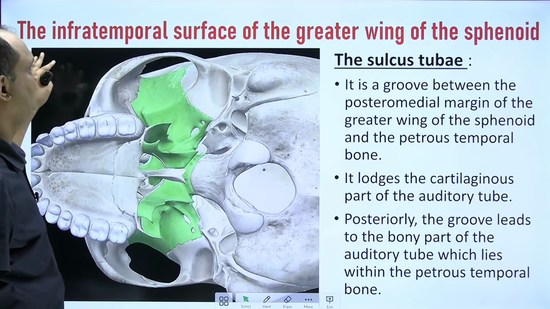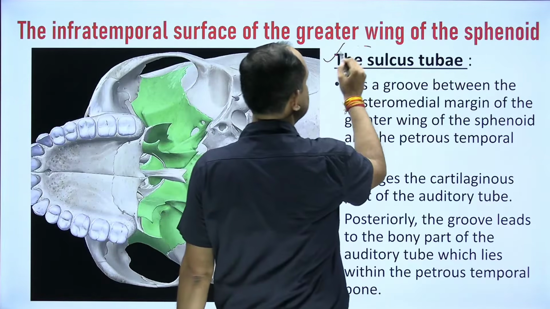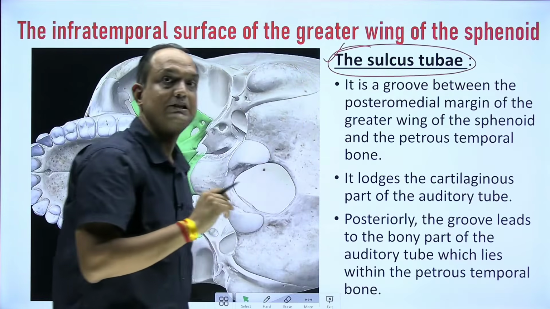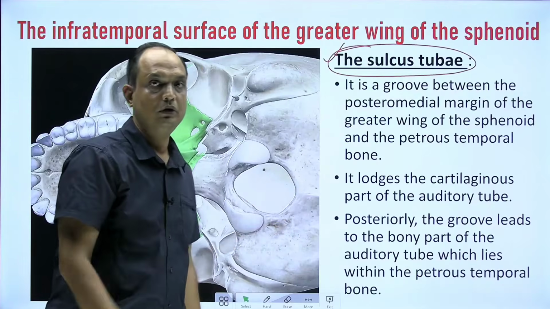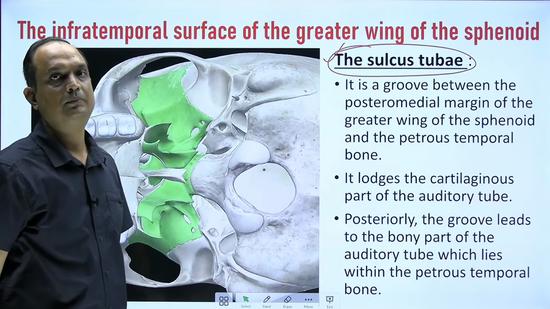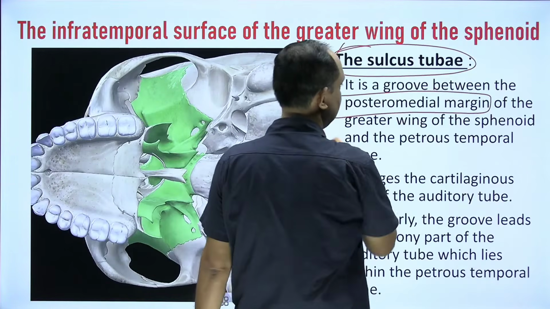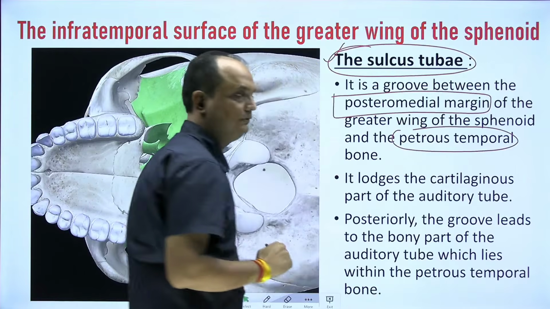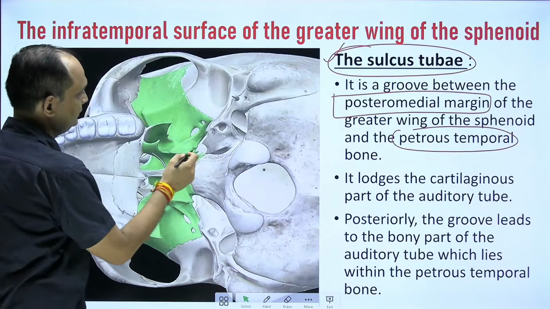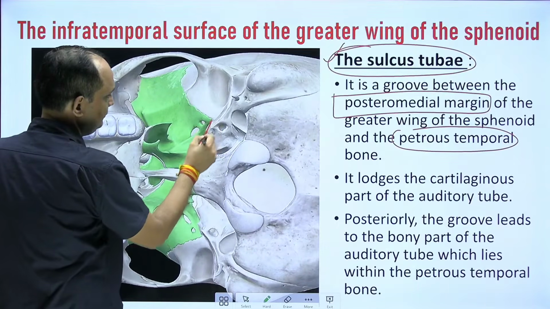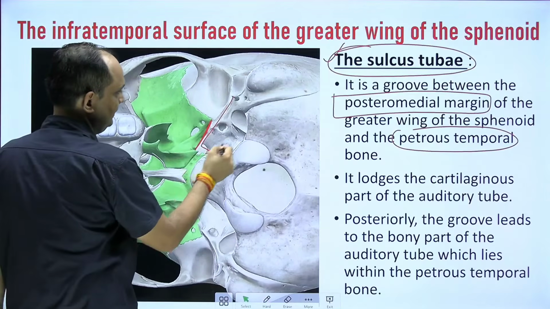Now we will talk about the infratemporal surface of greater wing, where you will have one more important thing, sulcus tubae. Now what is sulcus tubae? Again the tube stands for the auditory tube, and this sulcus lodges part of your auditory tube. So it is a groove between the posteromedial margin of the greater wing of sphenoid and petrous part of the temporal bone. So in this norma basalis, you first have to find out this is the posteromedial margin of your greater wing, and this is the triangular petrous part of temporal bone.